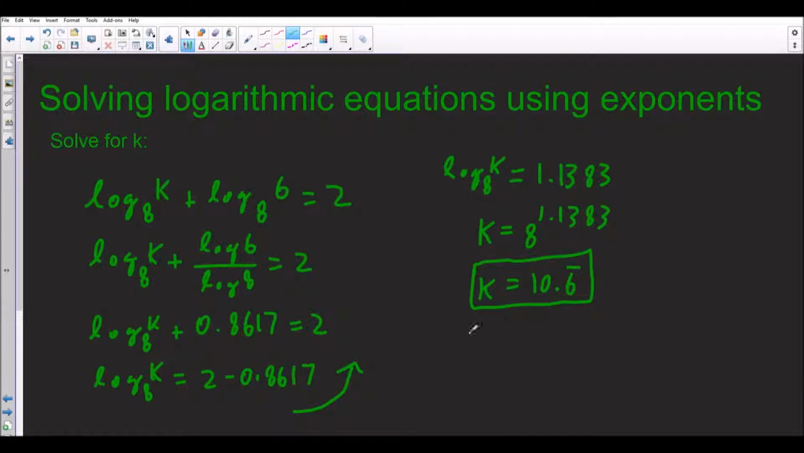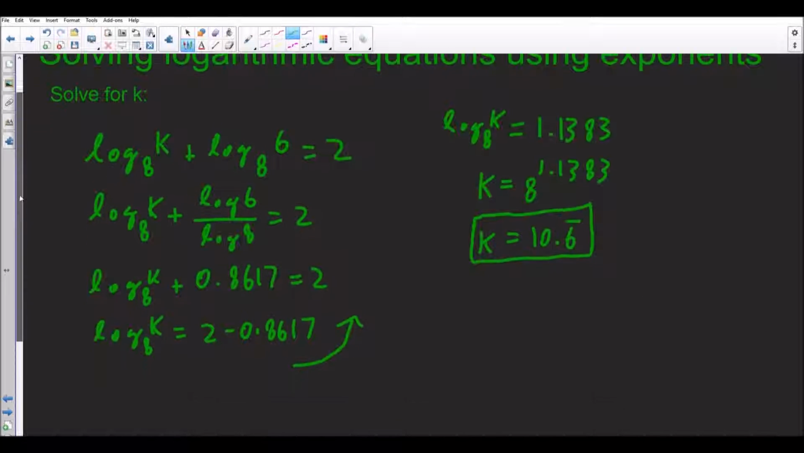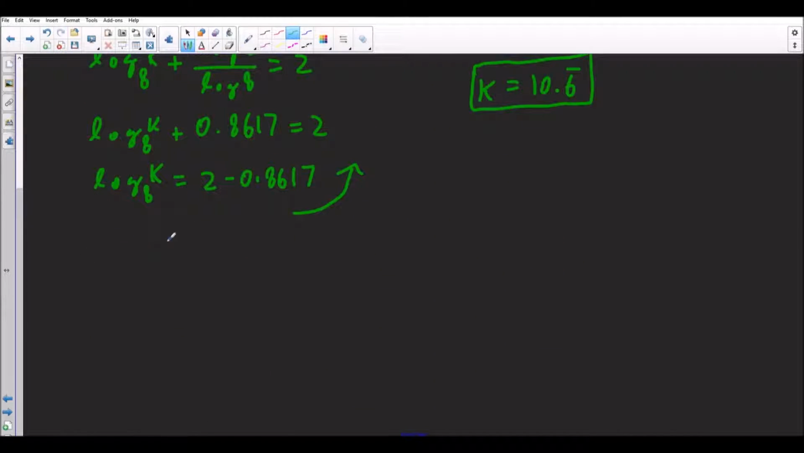Now this is a little trick that I want to show you. If you have a question, and this is a new question, so I'll do it in blue. If you have a question like this, log of 4z plus 10 is equal to log of 2z minus 9. So when you don't have a base written, it's to the base of 10.